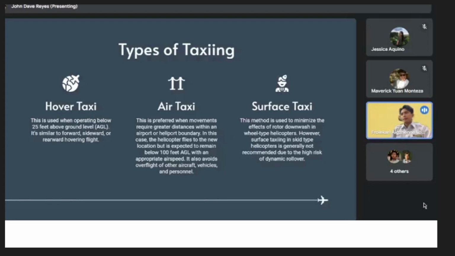In this case, the helicopter flies to the new location but is expected to remain below 100 feet AGL with an appropriate airspeed. It also avoids overflight of other aircraft, vehicles, and personnel. Third is surface taxi. This method is used to minimize the effects of rotor downwash in wheel-type helicopters. However, surface taxiing in skid-type helicopters is generally not recommended due to high risk of dynamic rollover.